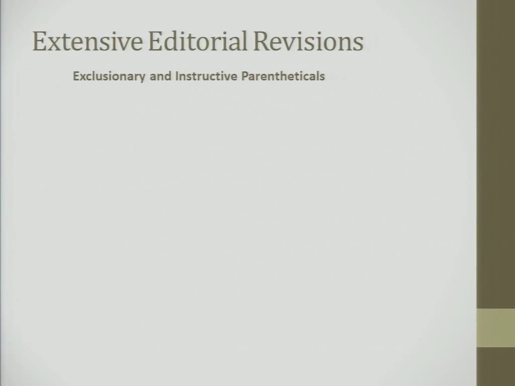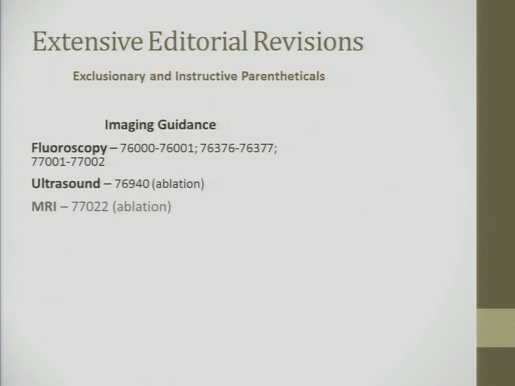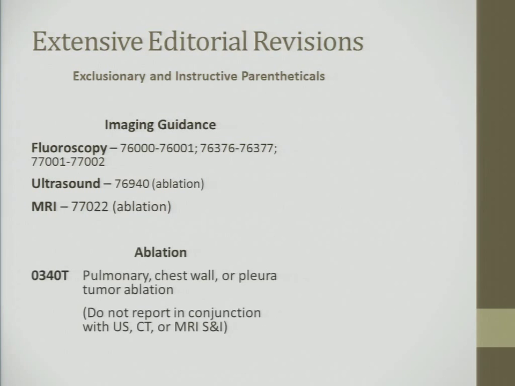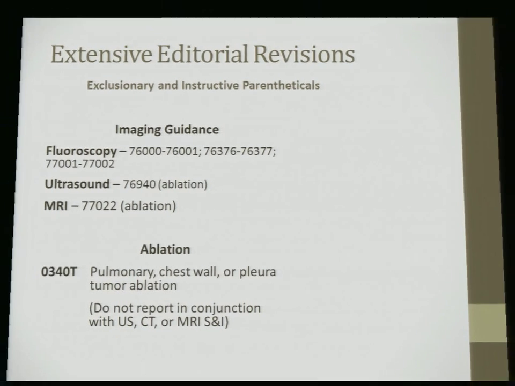There are multiple extensive miscellaneous editorial revisions to exclusionary and instructive parentheticals. Among these are changes to fluoroscopic, ultrasound, and MRI guidance codes. Again, please see the 2015 book for specific information about the use of these codes. Category 3 code 340T was made available for use beginning in mid-year 2014, and it is now published in the 2015 manual as a Category 3 code for use for pulmonary ablation of tumor.